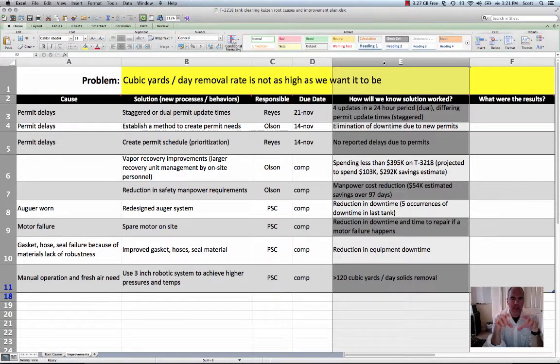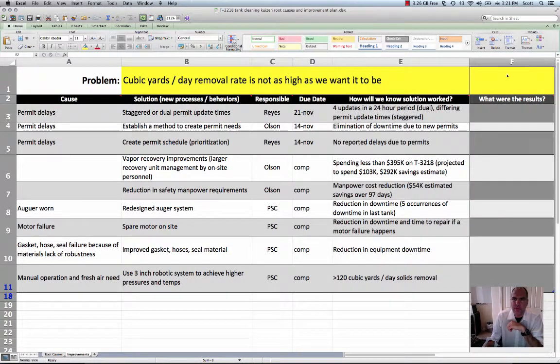Now we do have the overall metric in this case, the cubic yards per day that we're removing, and if it increases, then we could say, well, all the solutions that we implemented helped us achieve that, but it's always nice to have individually for each one of these solutions some way to determine, is this actually working? And then the last step in this process, which we haven't gotten to yet, would be validating the results.